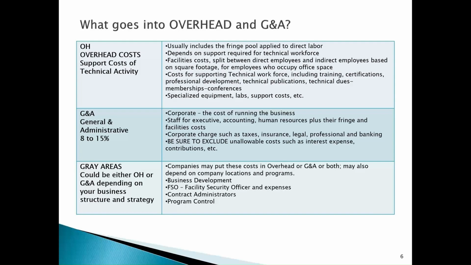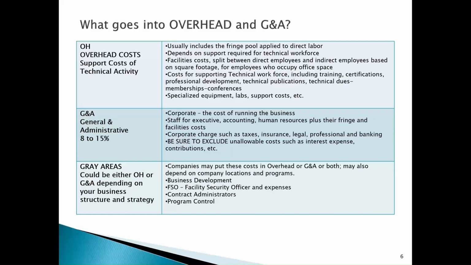Professional might be accounting and auditing services. It could be consulting services that are specific to the corporation itself. And banking: you're going to have banking relationships and banking fees. You can't charge interest expense here, but you will have service charges on banks, credit card processing, things like that. The other thing I put down here is to be sure to exclude unallowable costs such as interest expense and contributions, which we'll go over in another section. So you've got to be able to make a list of all your costs, group them in a consistent manner, and say which one goes into which bucket, which is a lot of detail.